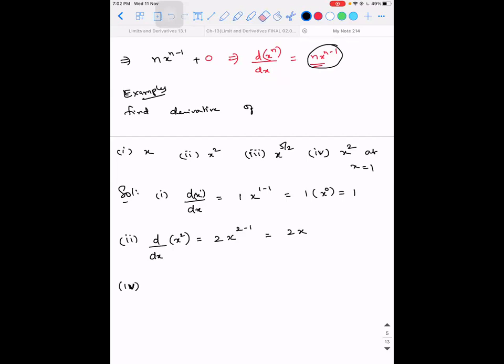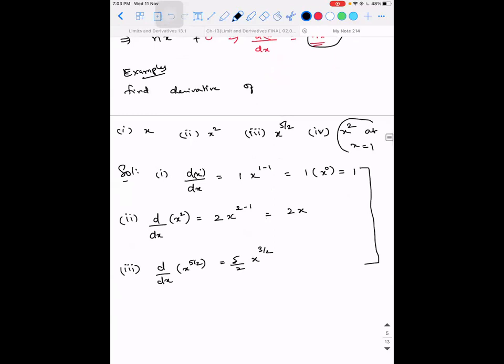Third one. You guys tell me what is the answer for derivative of x power 5 by 2? 5 by 2 into x power 3 by 2. It is 5 by 2 into x power 3 by 2, because x power 5 by 2 minus 1 is 3 by 2. Right? So all these derivatives, did you find at the general point? Did you find the general derivative or a particular derivative? General derivatives. You found the general derivative.